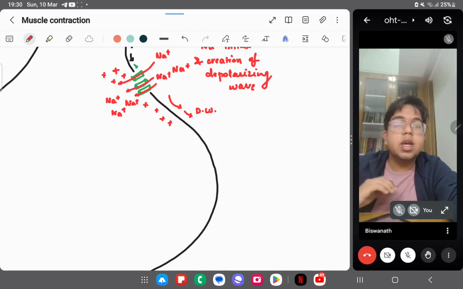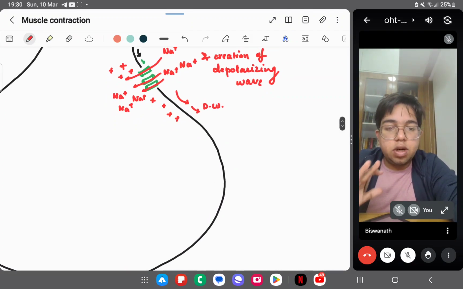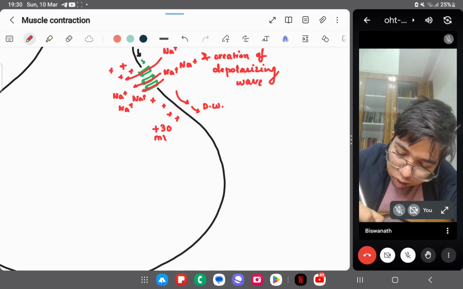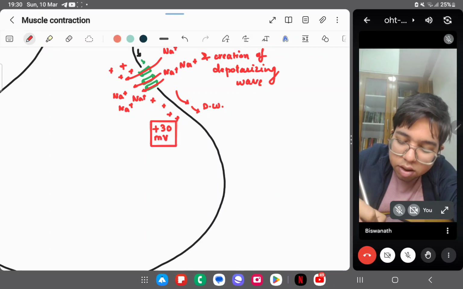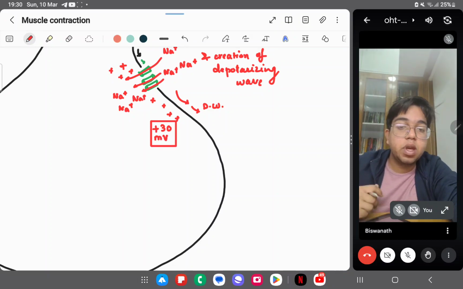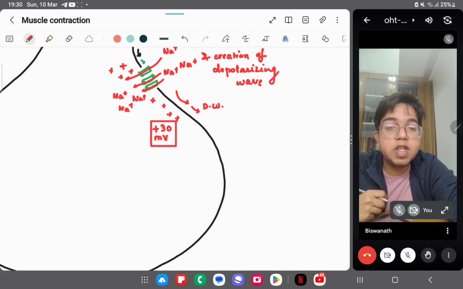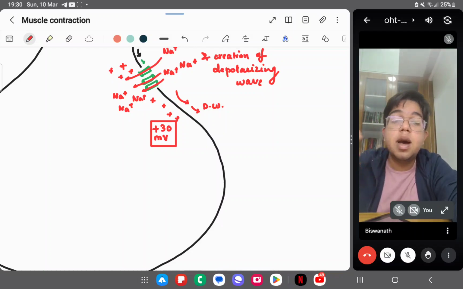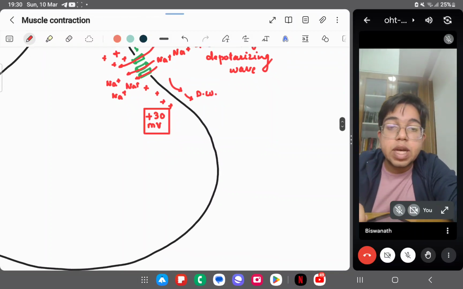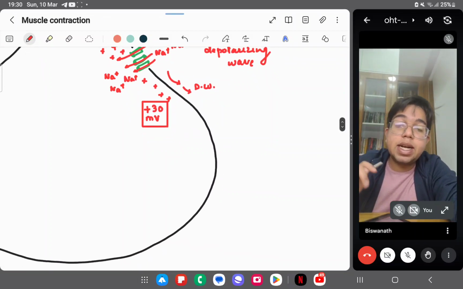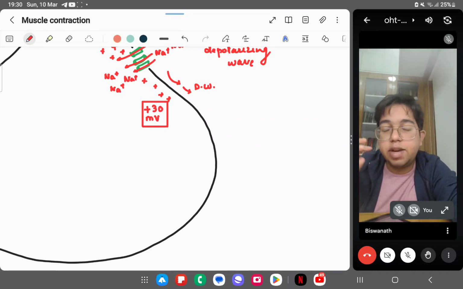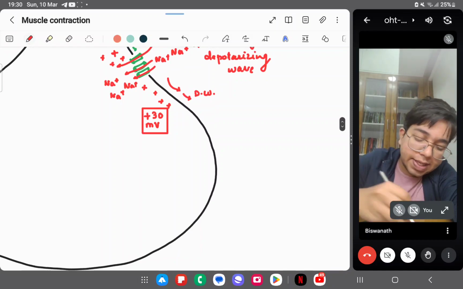Understood? When this positivity reaches a threshold level of plus 30 millivolt, this part, I believe, in nerve muscle physiology, is the basic part which you need to know. When the action potential reaches plus 30 millivolt, a second thing will happen: the influx of calcium into the cell.